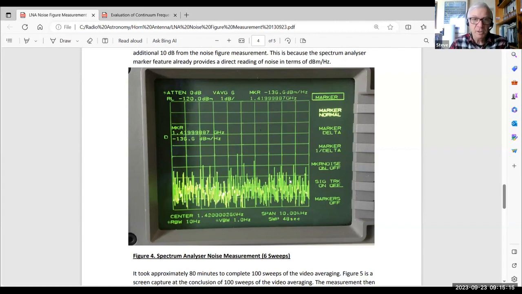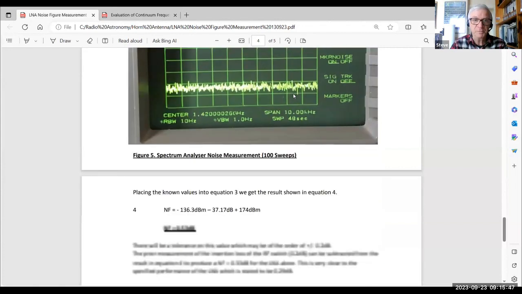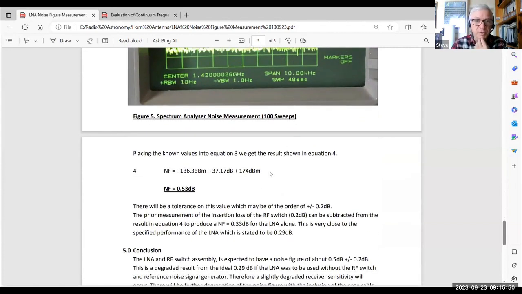Fortunately, my spectrum analyzer, and a lot of them have this, when you switch on a marker to measure the spot, in the photograph I've taken the marker is not visible, but it's a little highlighted dot somewhere on the trace. You can switch the marker into a mode called noise, on or off. And when you do that, the marker measurement becomes a power measurement in dBm per hertz. So you just read that number straight off the screen, and that's what gets put into the formula. And the result I got from the measurement: minus 136.3 dBm.